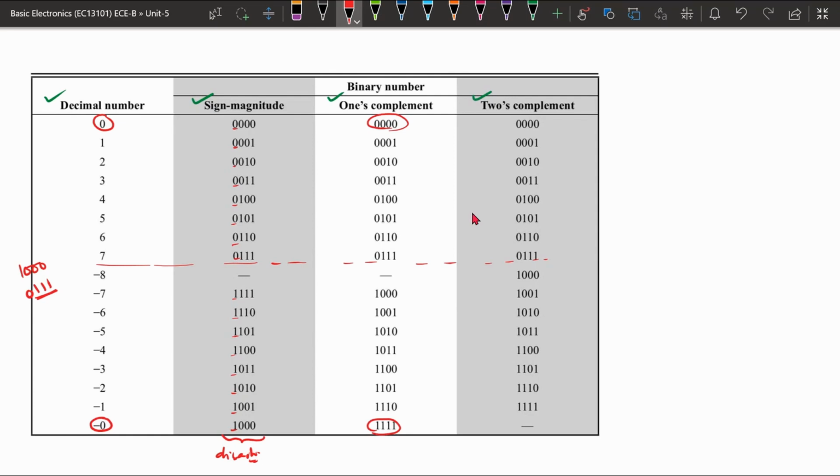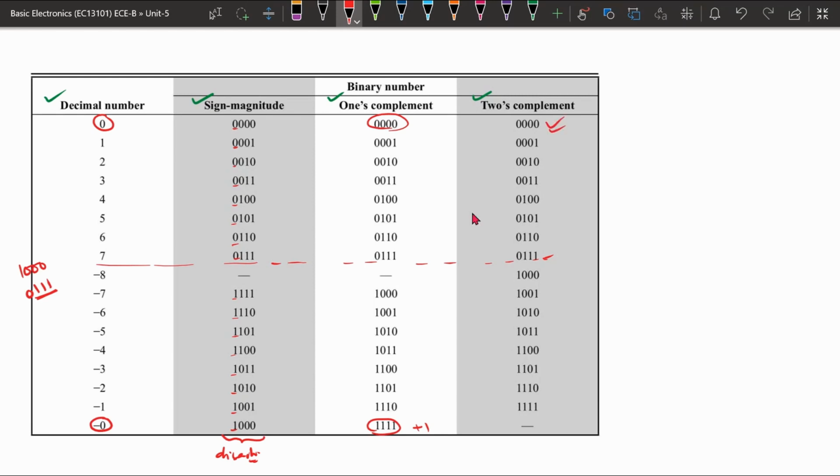Similarly, in 2's complement, up to here we have the same. But in case of 2's complement, the 2's complement is the 1's complement plus 1. If we add 1, it will come out to be 0 0 0 0 again. So it is the same. So 0 can be represented by only one representation in case of 2's complement.